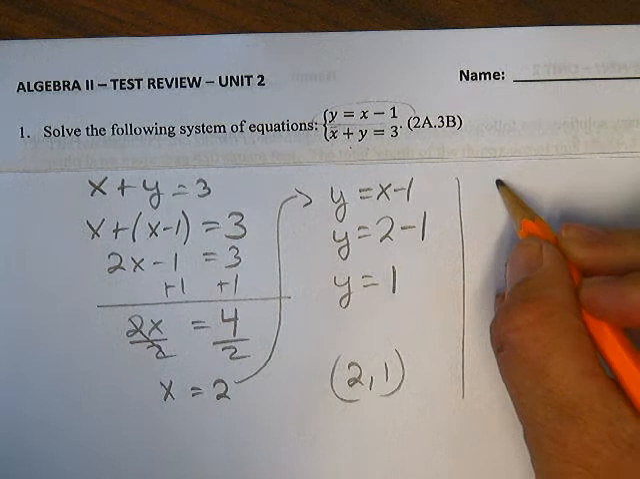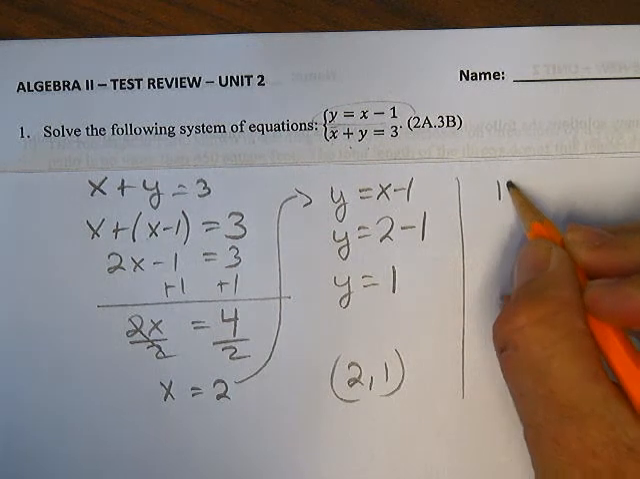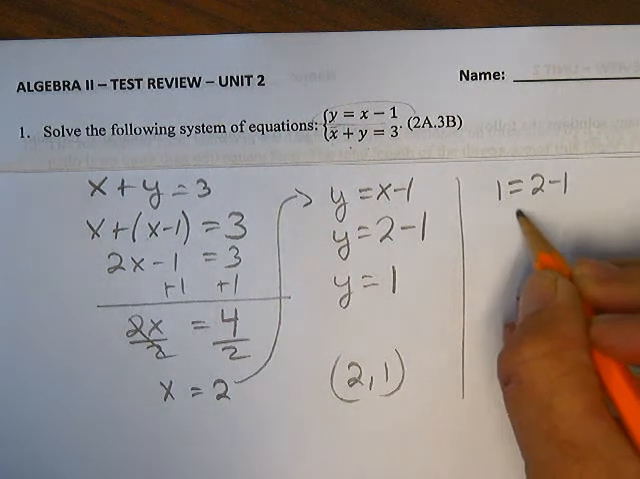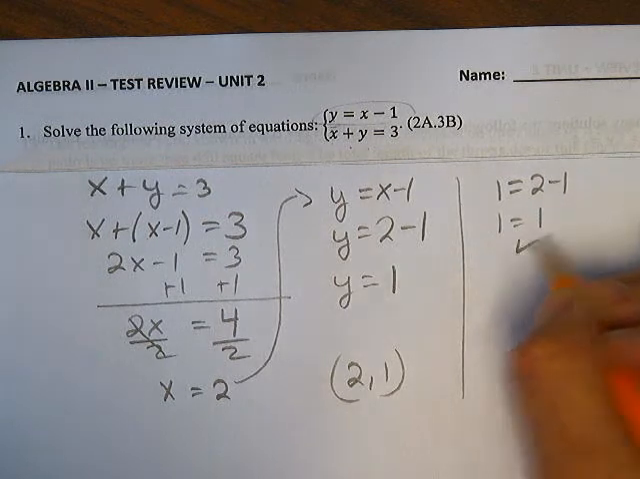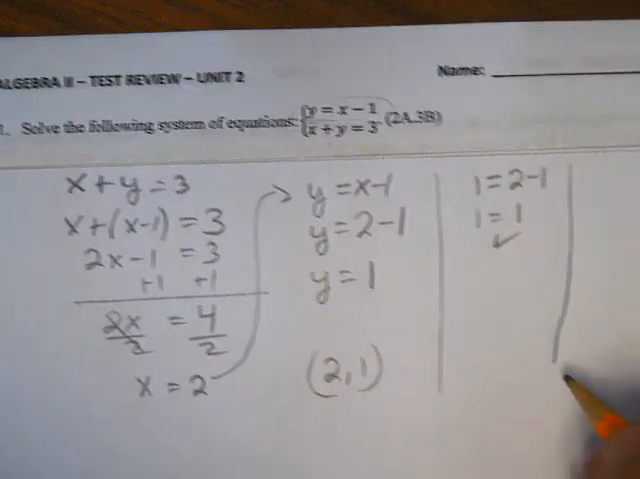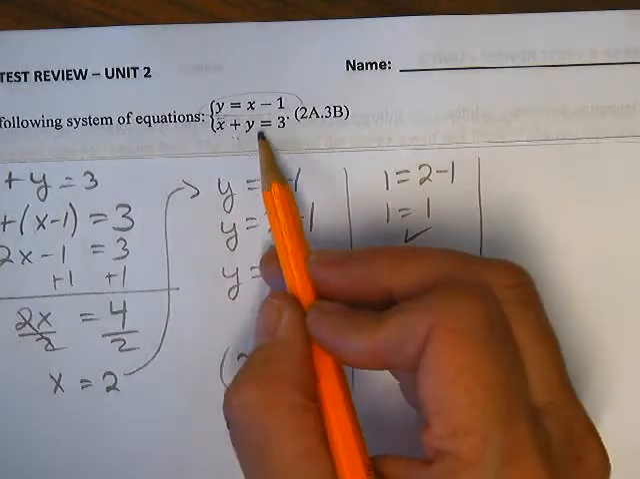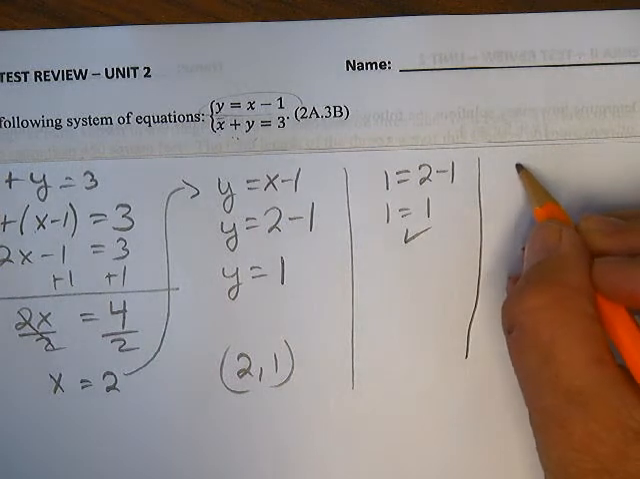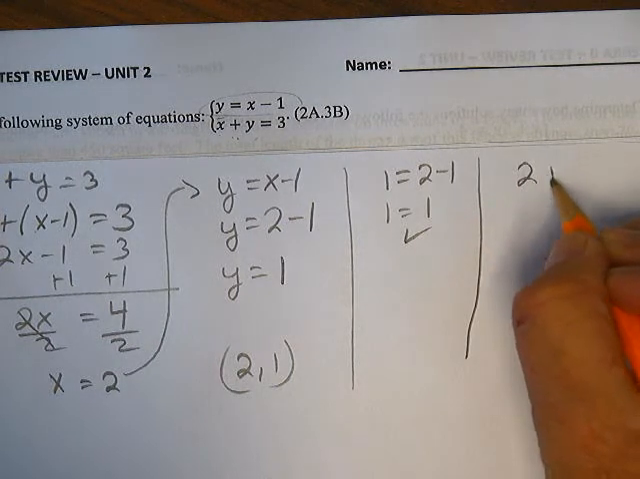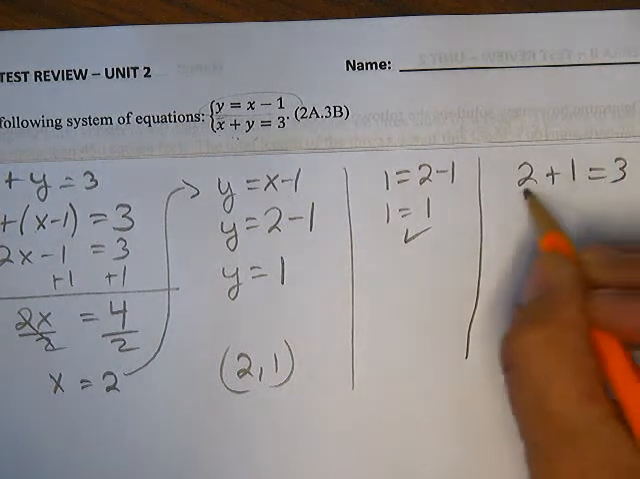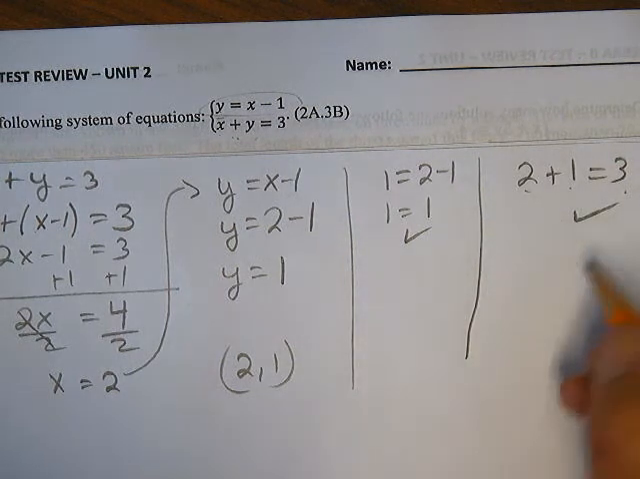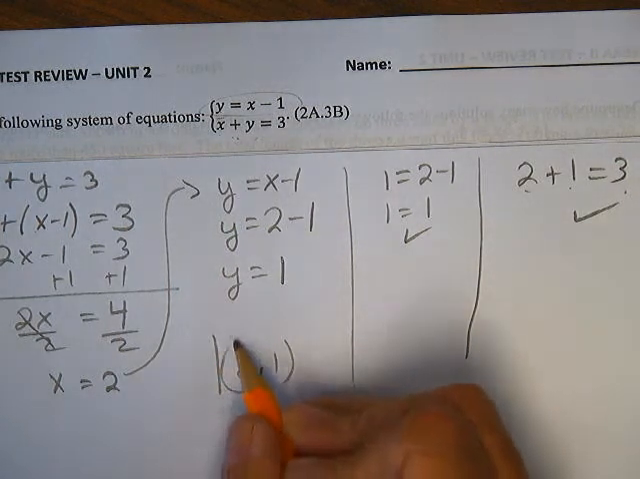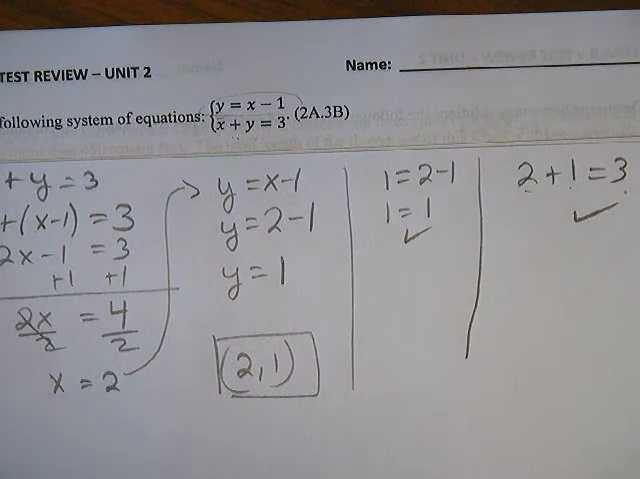So if I plug it into the top equation, I will have 1 is equal to 2 minus 1, 1 equals 1. Yes, that works. Plug it into the bottom equation, x plus y equals 3. So x was 2, plus y is 1 equals 3. 2 plus 1, check, that equals 3. So my solution is indeed (2, 1).